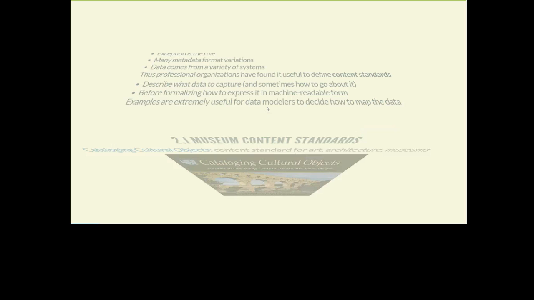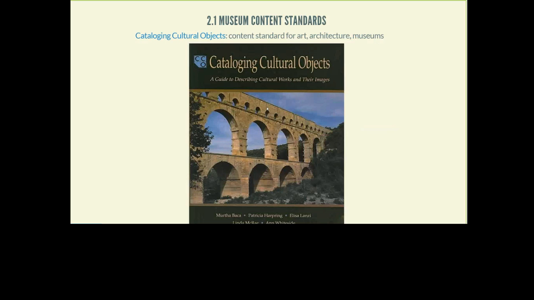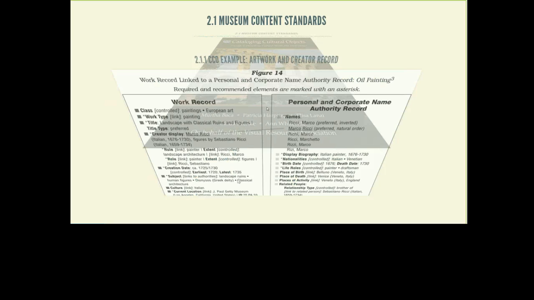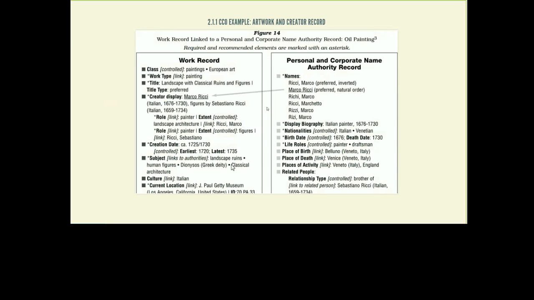So I start with the CCO standard, Cataloging Cultural Objects. This is about museum objects, art and architecture, and so on. It's driven by the Getty Research Institute, and I'll have several things more to say about Getty later on in the presentation. So here is an example from the CCO. On the left is the work record, and on the right, the personal authority about one of the creators of that work, with a link between them.